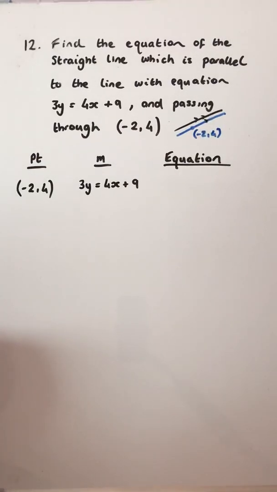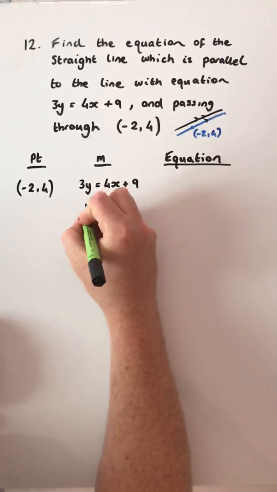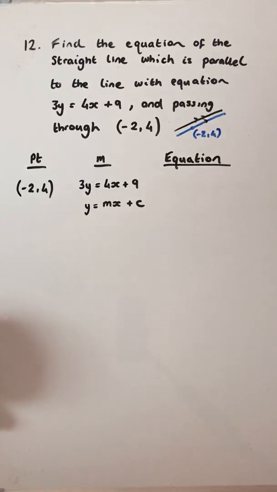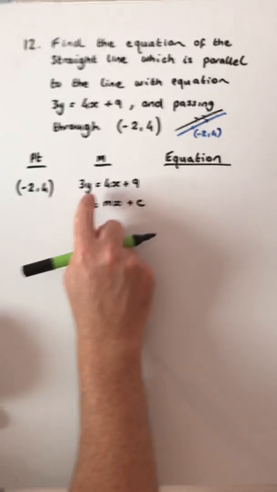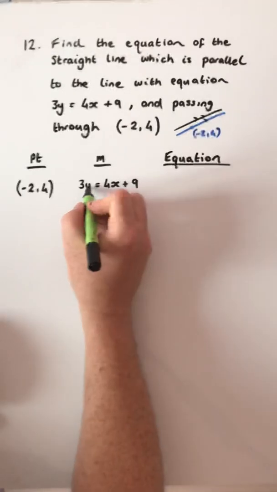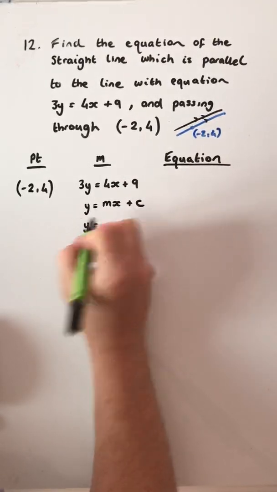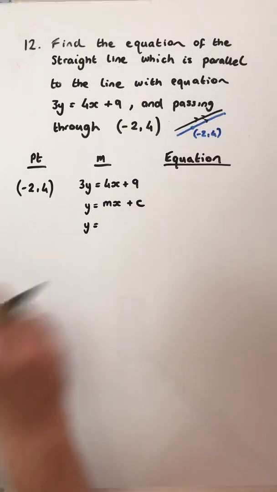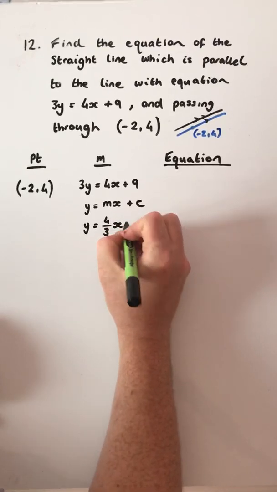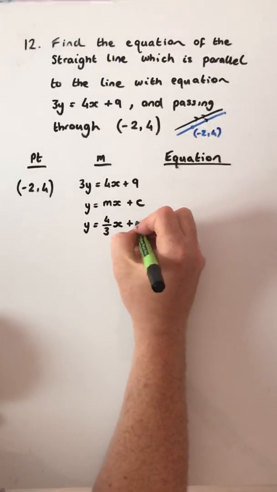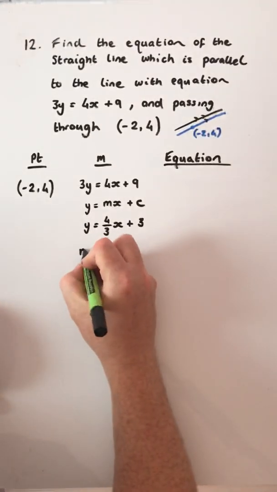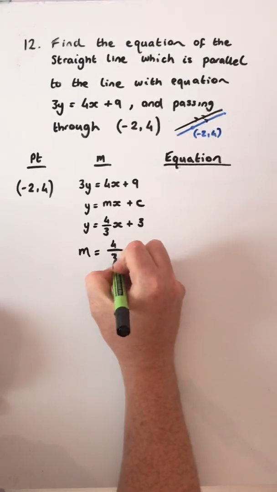Is it 4? To extract a gradient, the equation needs to be in this form: y equals mx plus c. So what do we have to do with that? Divide each term by 3. Dividing that by 3, we get 1y, we don't need to write the 1. Dividing that by 3, so 4 divided by 3 is 4/3. And dividing 9 by 3 we get 3. Now the gradient of that black line is 4/3.